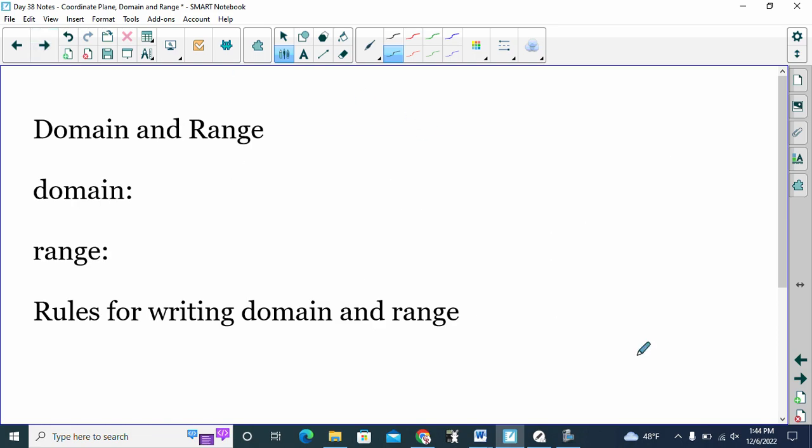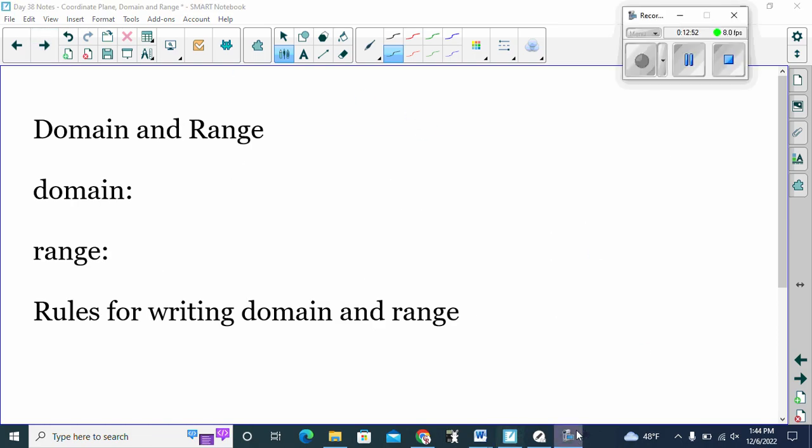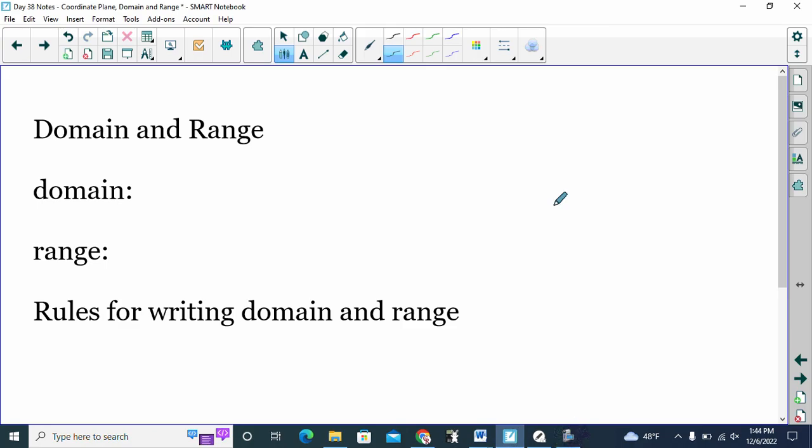And then the last thing we're talking about today is we're going to talk through domain and range. We'll define them and take a look at a couple examples on how to find them. The domain is the set of x values. The set of x values belonging to a relation.